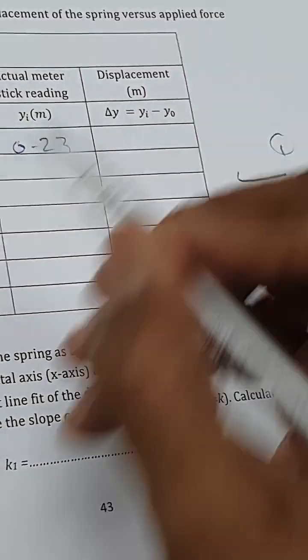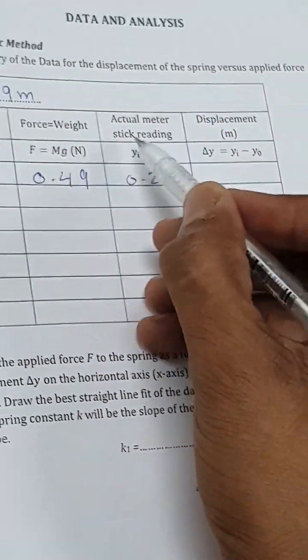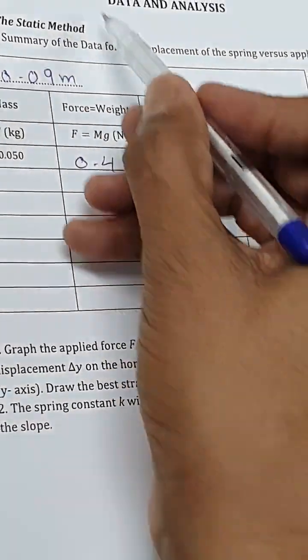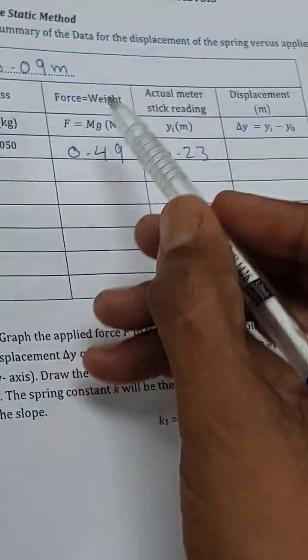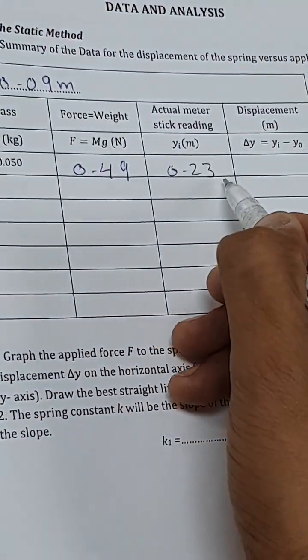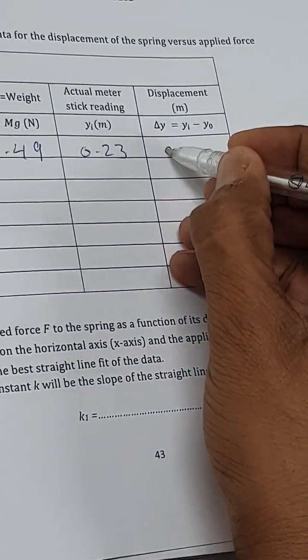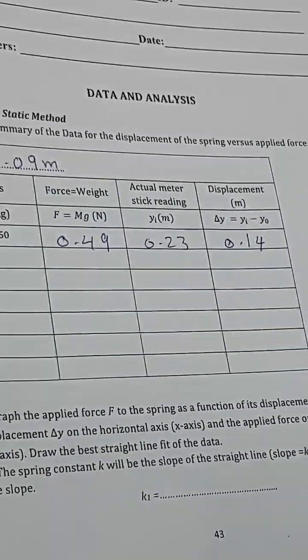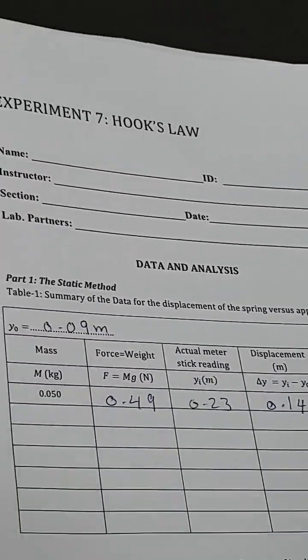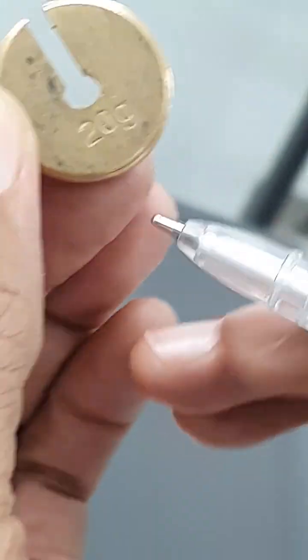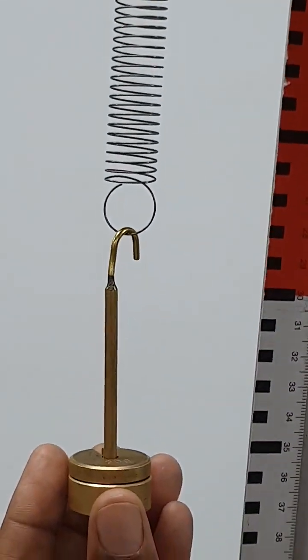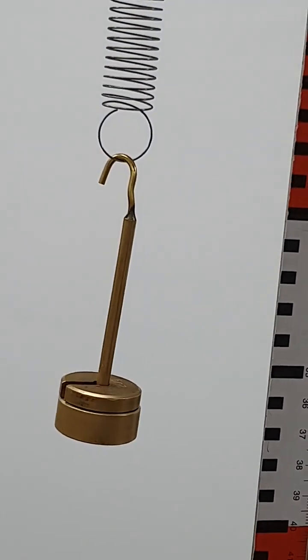So the displacement is equal to the actual metric stick reading y_i minus the original equilibrium state y naught, 0.09. So 0.23 minus 0.09 is equal to 0.14. So we will add another mass, 20 gram. We add it to the hanger here, and like this, we have another elongation.